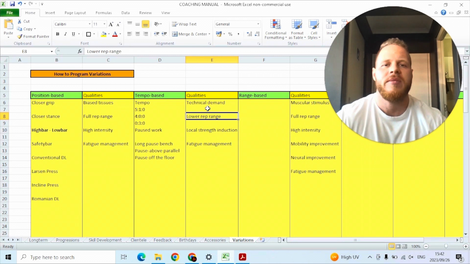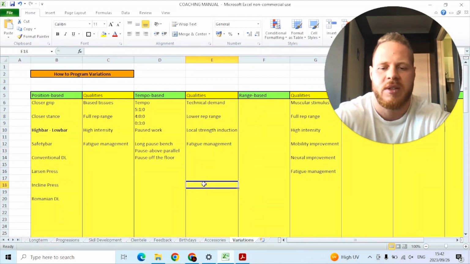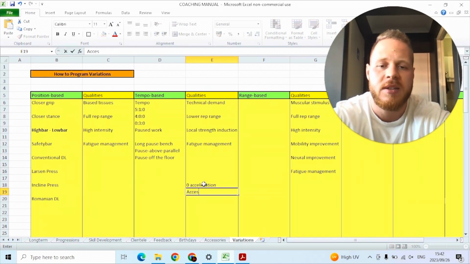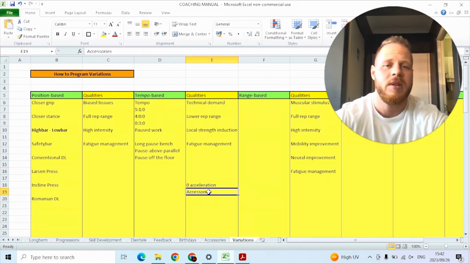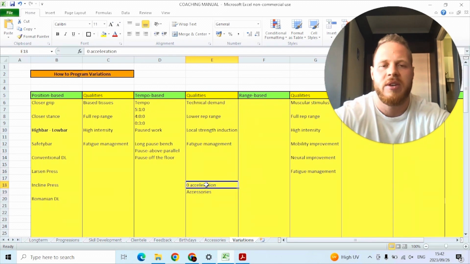Okay, now in contrast to this is zero acceleration. Just going to throw this in here. That is specifically for accessories. Now, obviously, we're not talking about accessories now. If we think about the bodybuilding world, the reason we want to slow down, we call it zero acceleration. It's basically just another way of saying controlling every single portion of the lift.